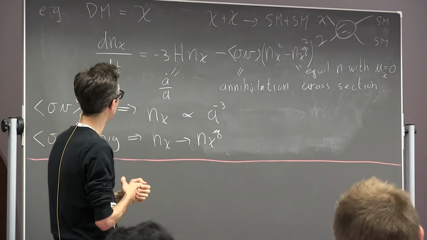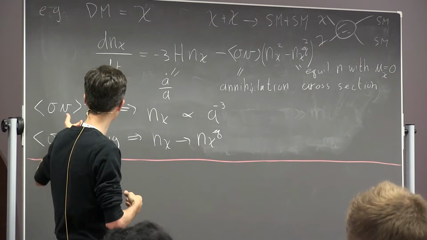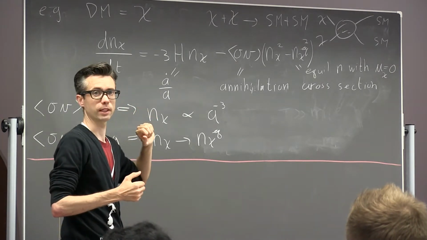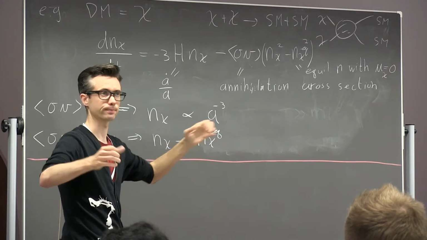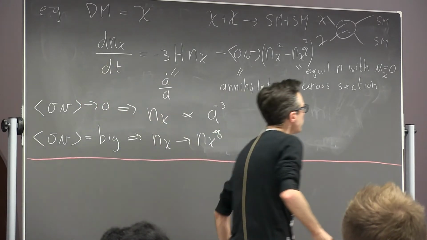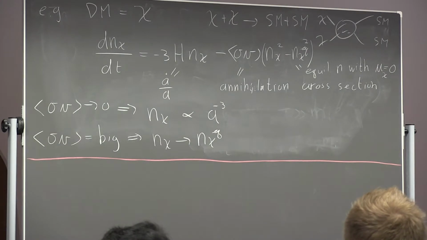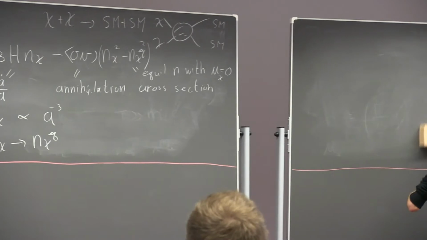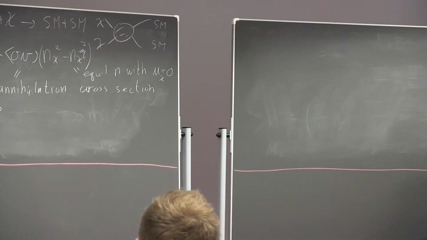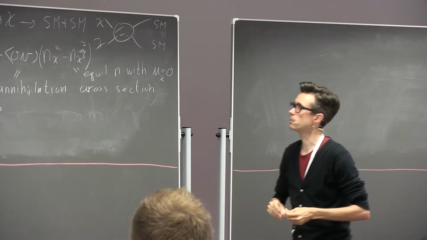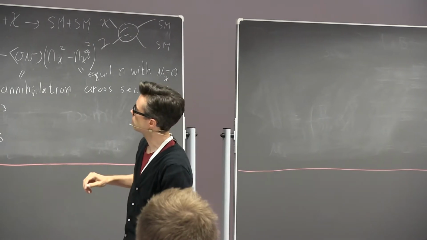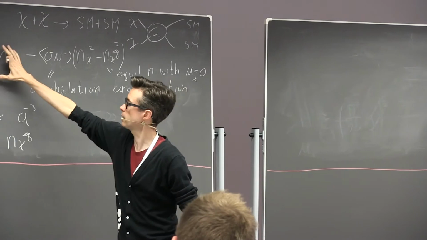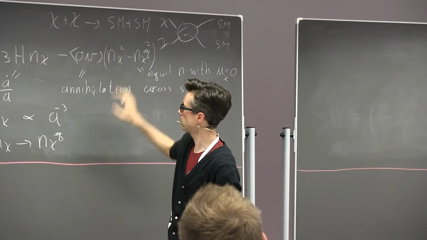On the other hand, if the reaction is slow, if I turn off the reaction, I don't follow the equilibrium density. Instead, I just dilute with the expansion of spacetime. So the interesting thing is the limit between these two behaviors. And the limit between these two behaviors corresponds to when these two terms become of similar size. So if this piece wins, I get this behavior. If this piece wins, I get this behavior.